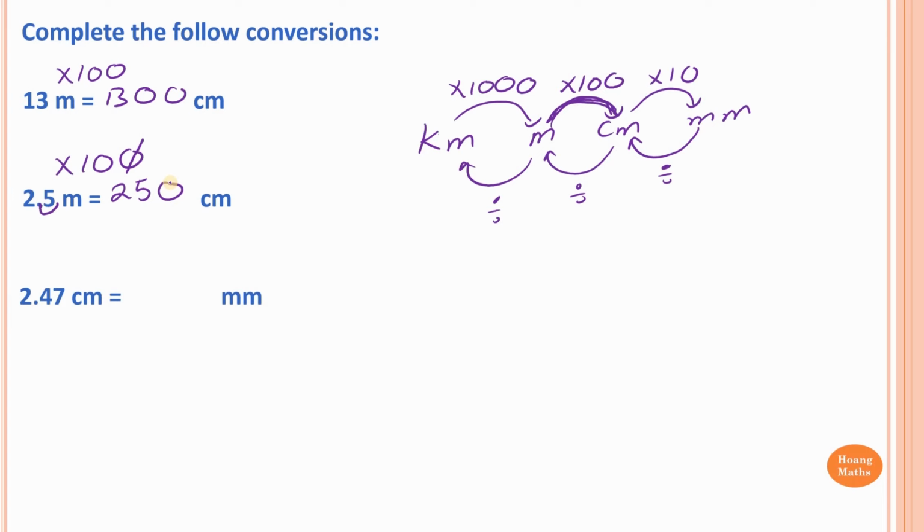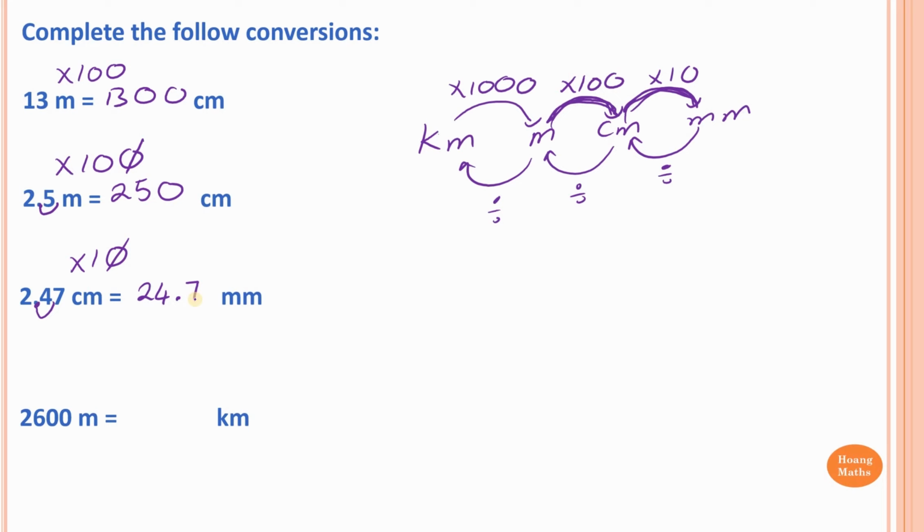Next one, 2.47 centimeters to millimeters. From centimeters to millimeters, you times by 10. When you times 10, the number is bigger, of course. So the decimal point here, you move 1 unit to the right. That cancels out, so that means 24.7. There you go.